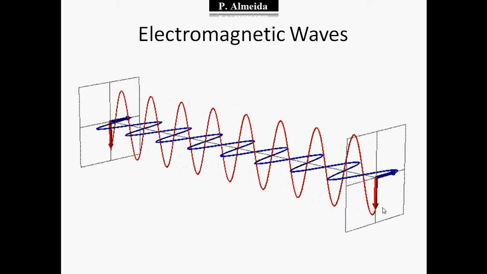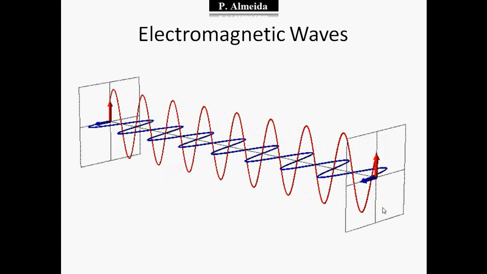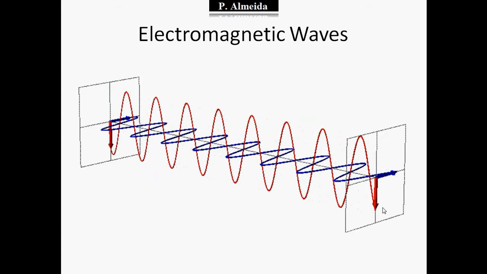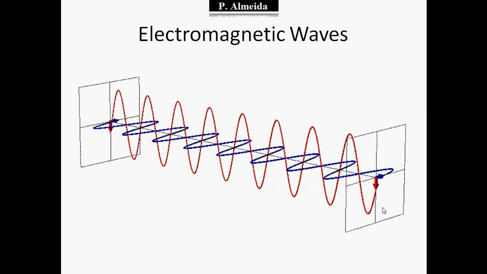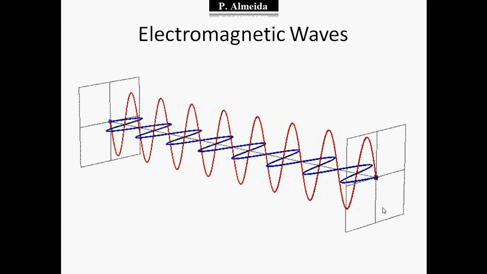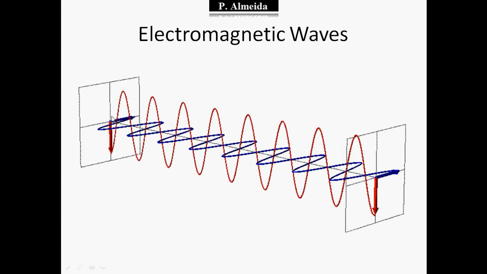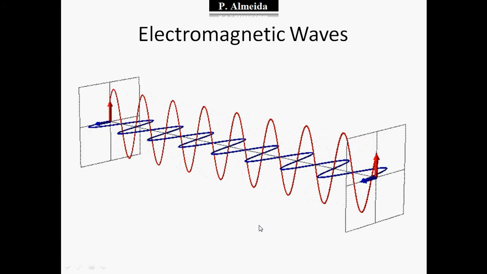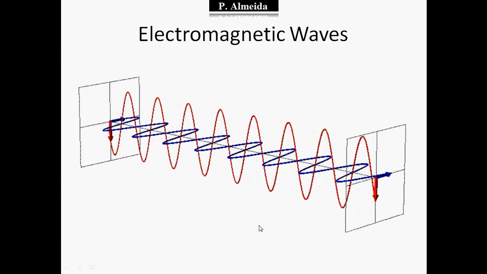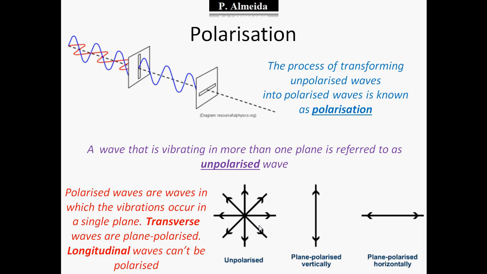Now, electromagnetic waves are a little bit special because they are transverse waves, but in two different planes. So you have, let's say, one perpendicular in the x direction and one perpendicular in the y direction, okay? So you have the electric wave and the magnetic wave, and together they make the electromagnetic wave. Now, if I have waves in more than one plane, then this is known as an unpolarized wave, okay?